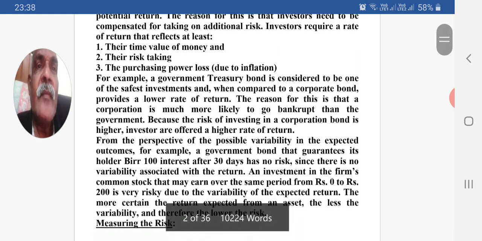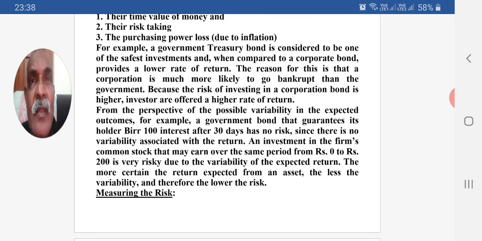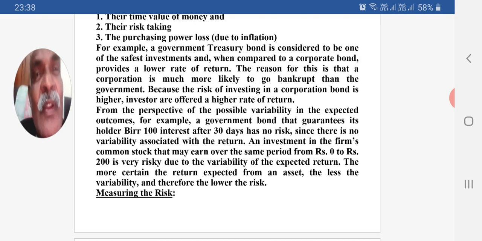For example, number 1, a government treasury bond, issued by the public sector. Number 2, the commercial papers issued by the private sector. Now, which one is riskier and which one is less risky? Where you invest the money is safer as compared to more risky. So obviously, if you invest your money in a public sector company, your money is safer as compared to the money which you are investing in a private sector company.